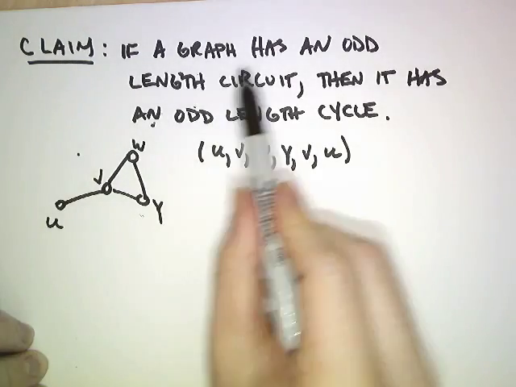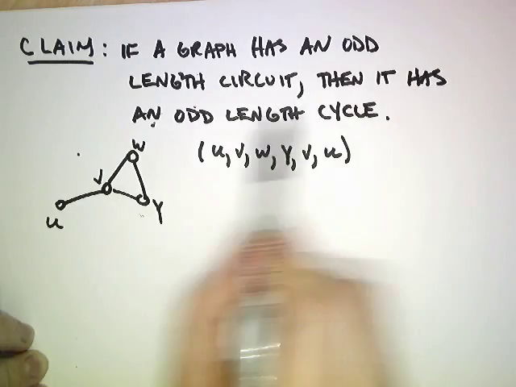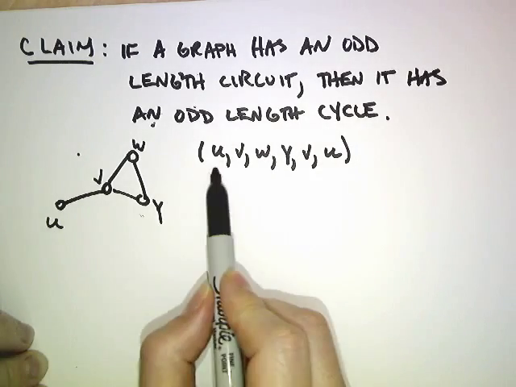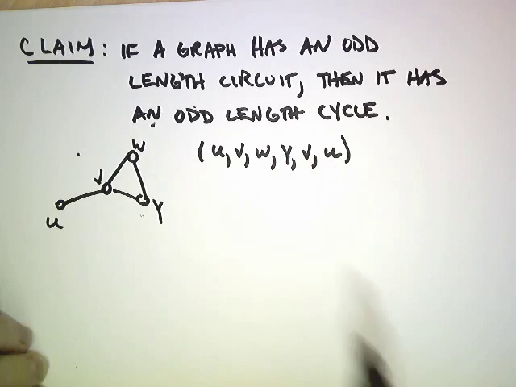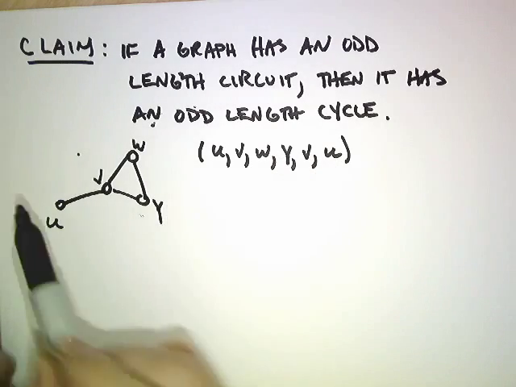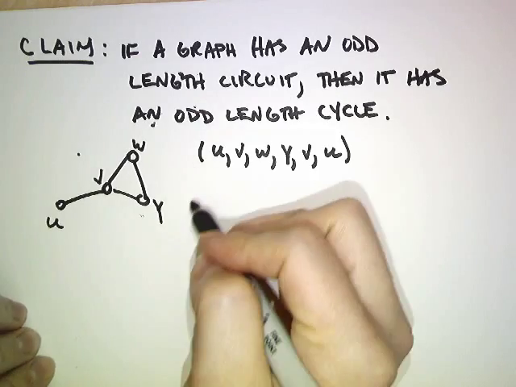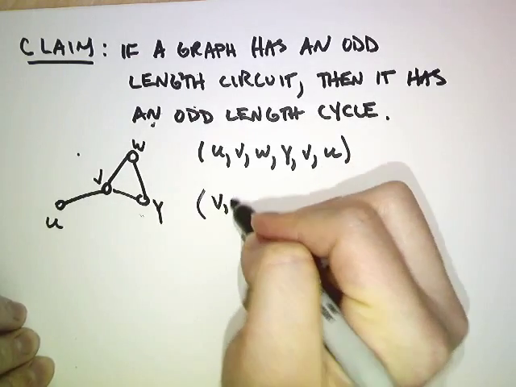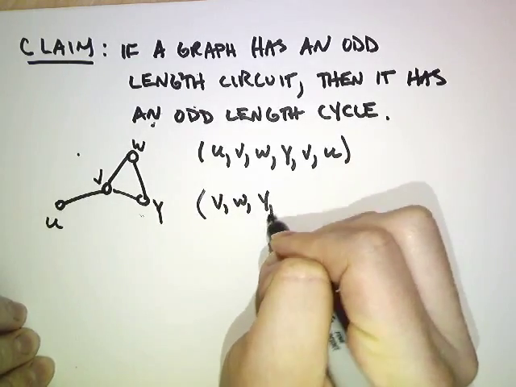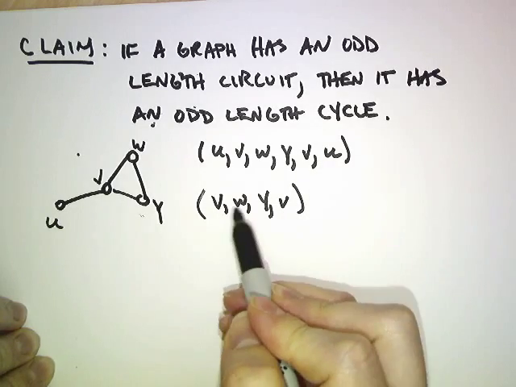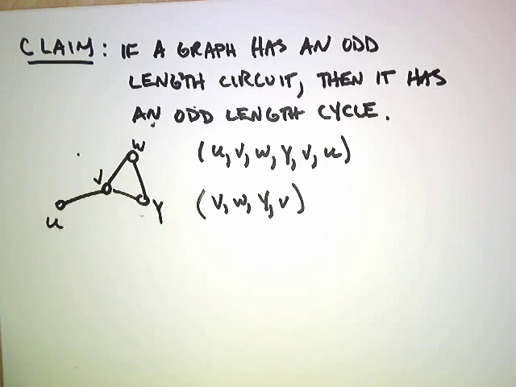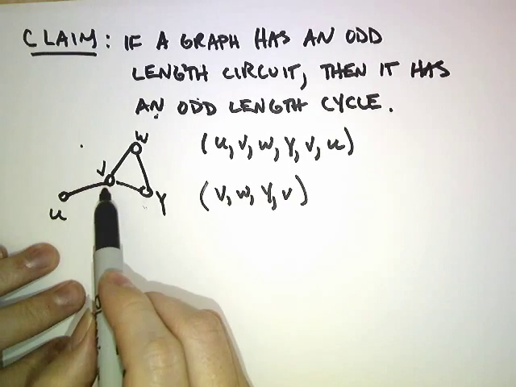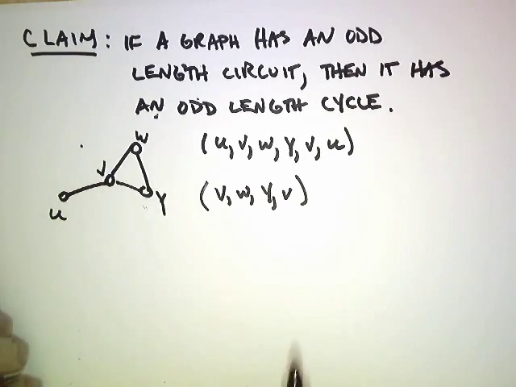But the claim says that if the graph has an odd length circuit, then it has an odd length cycle. So what's the length of this circuit? It's 1, 2, 3, 4, 5. 5 is odd. So this graph should have an odd length cycle. And it does. You can see it. V, W, Y, V. That's of length 1, 2, 3. There's a length 3 cycle in this particular graph. It begins and ends at V, and it doesn't repeat any vertices.